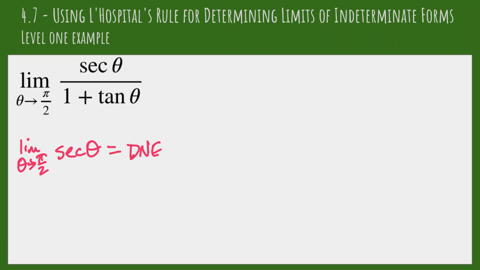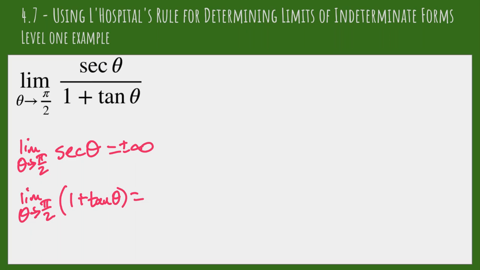However, the left-sided limit as theta approaches pi over 2 from the left is going to be positive infinity, and as we approach from the right, it's going to be negative infinity. I'm not going to quite get that formal with it, but I am going to say here as theta approaches pi over 2 of secant, I'll just put plus or minus infinity. In the denominator, limit as theta approaches pi over 2 of 1 plus tangent of theta.